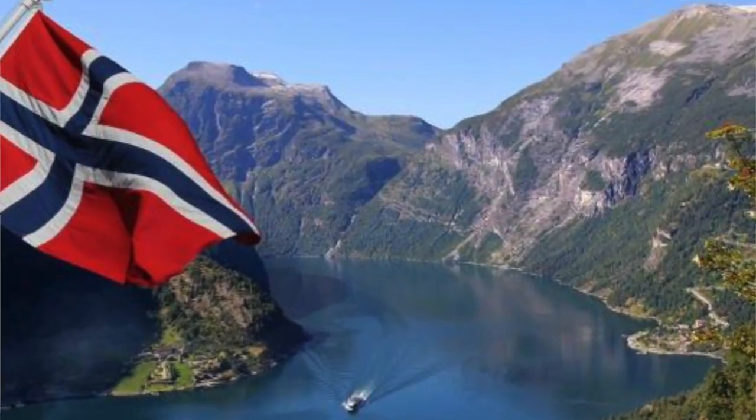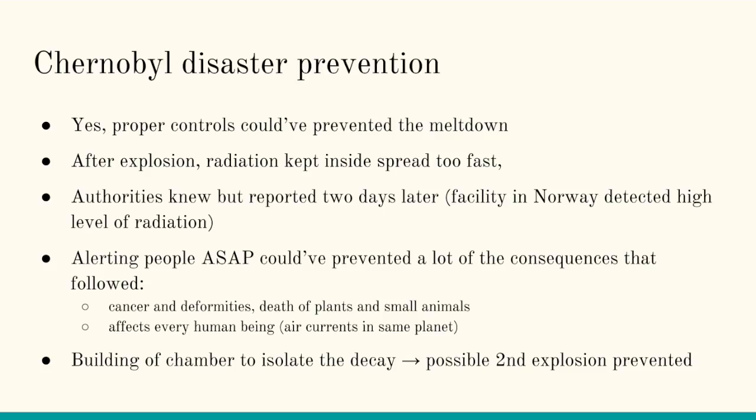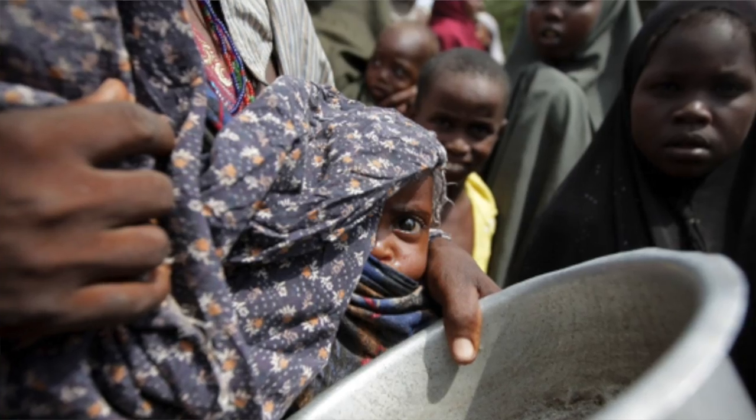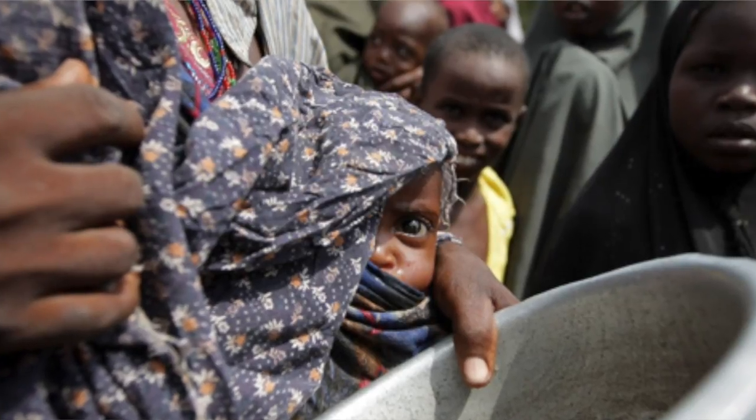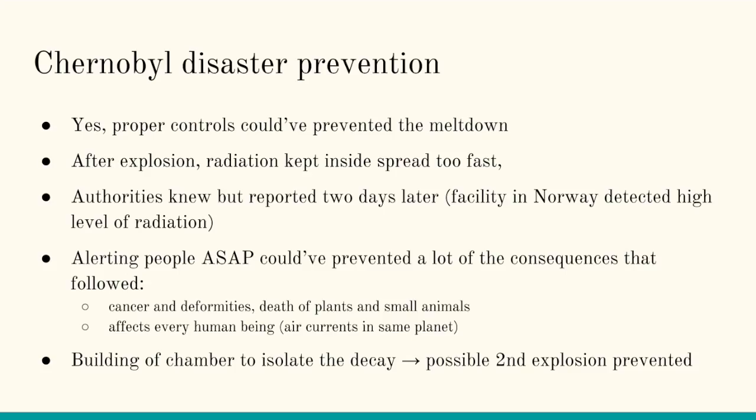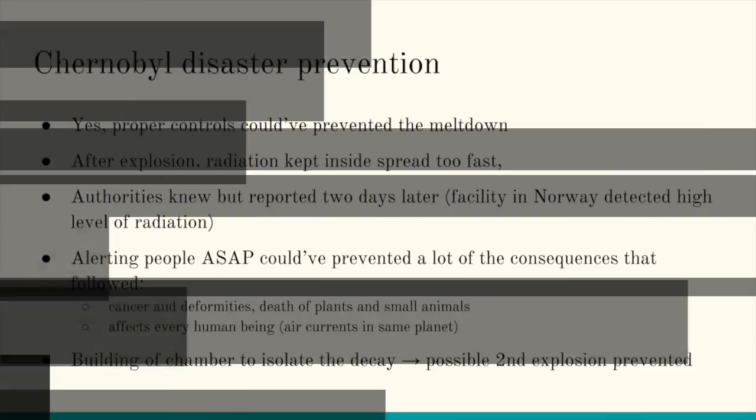Although containing that amount of radiation is probably extremely difficult, maybe having alerted people as soon as the disaster had happened could have prevented a lot of the consequences that followed, such as, obviously, an increase in the number of cancers and deformities, as well as the death of plants and small animals with thin skins. Also, because of the air currents and because we live on the same Earth, the effects of radiation affect everybody in it. However, through the building of a chamber to isolate the decay, a possible second explosion might have been avoided.